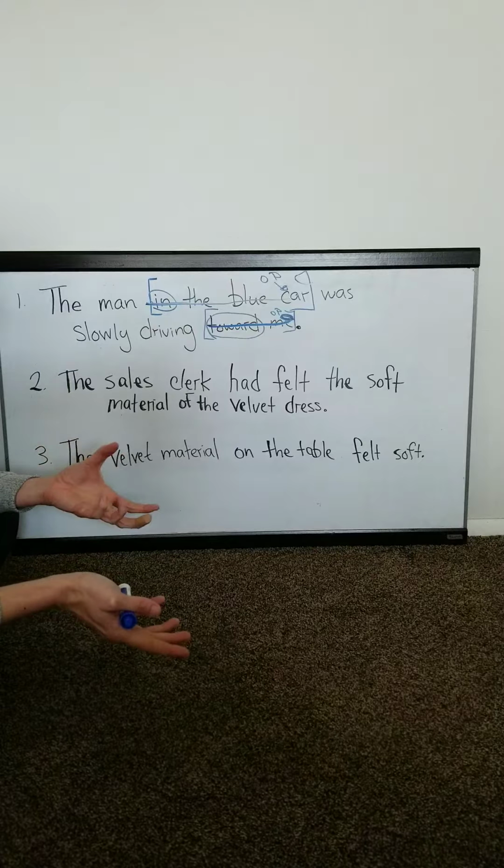The man in the blue car was slowly driving toward me. That shows a location. Toward is my preposition of direction. Me is the object of the preposition.